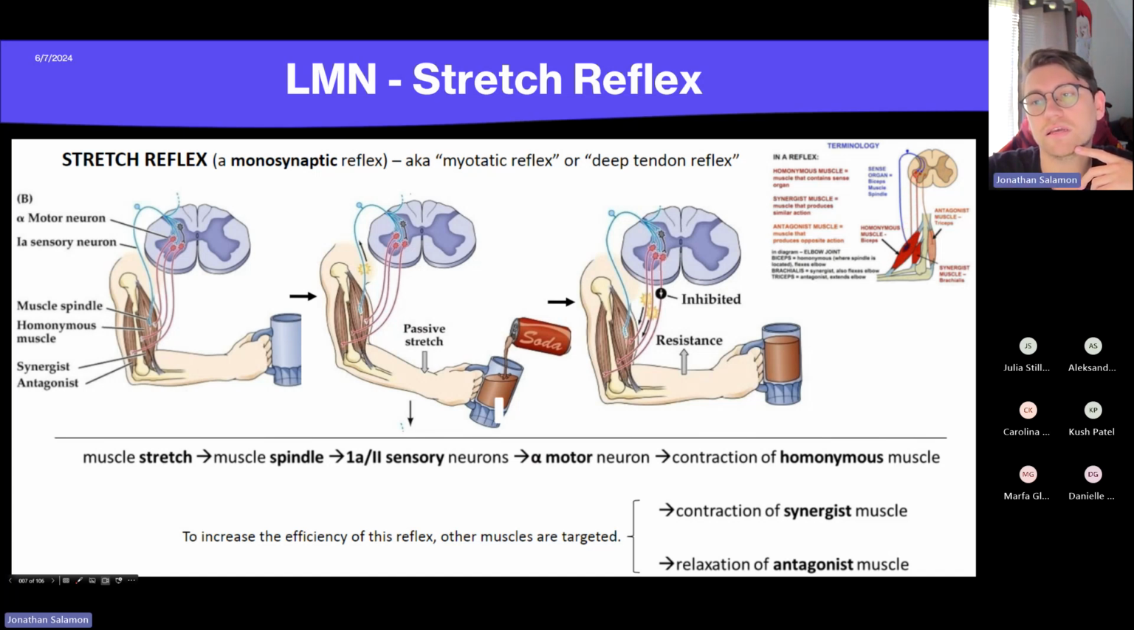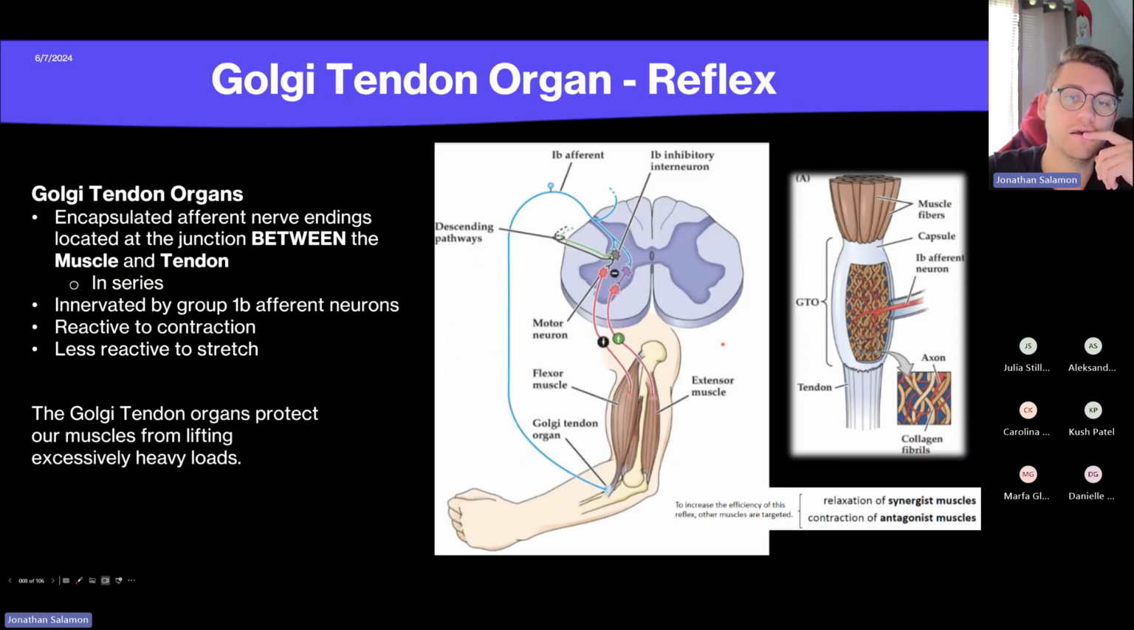That can also be a question they ask, because they'll basically be asking a question, and the bicep is going to contract, but that won't be an answer choice. Relaxation or inhibition of triceps will be an answer choice, right? So you've got to think about that.